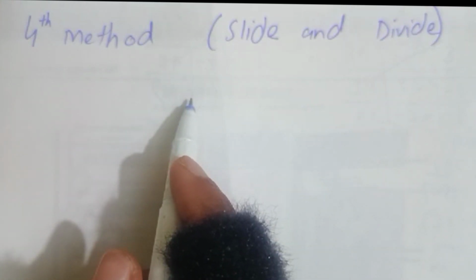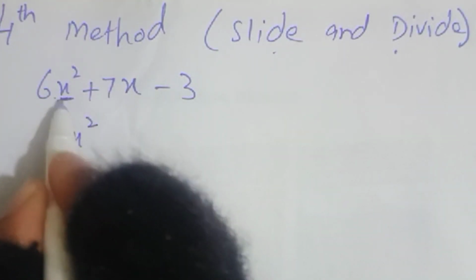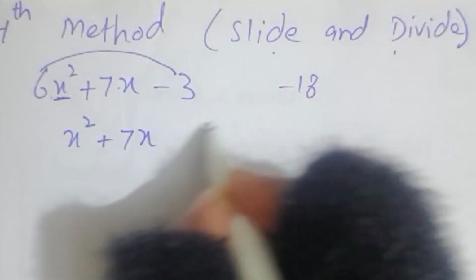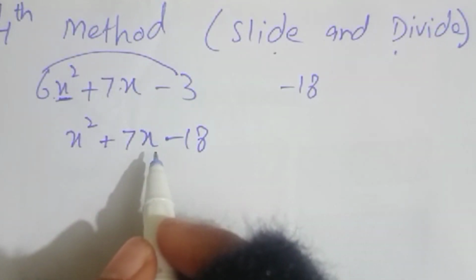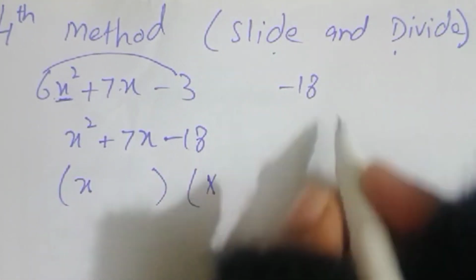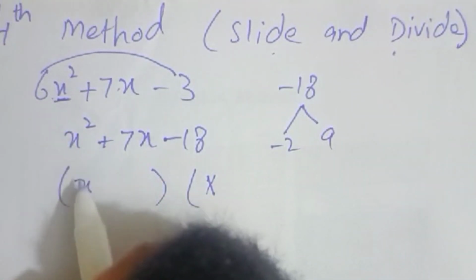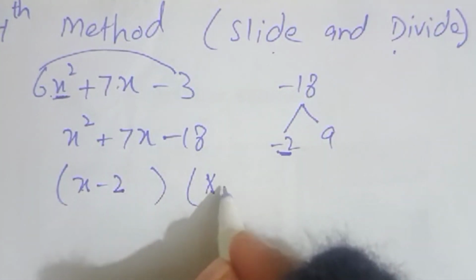The fourth method is slide and divide. Let's start. First of all, we write the question again, which is 6x squared plus 7x minus 3. We write this as x squared with coefficient 1, and after that we write 7x, and if we multiply these two values we get minus 18. Now we make factors, and the factoring is easy because the coefficient of x squared is 1, so we write x here and x here, and after that we write minus 2 and plus 9.